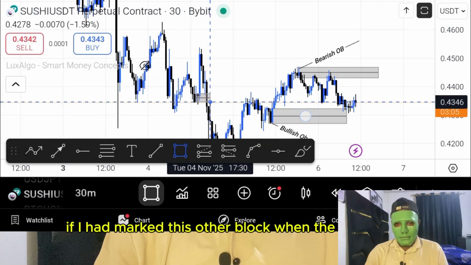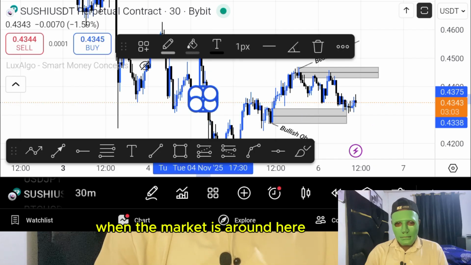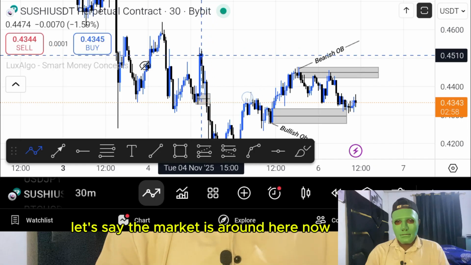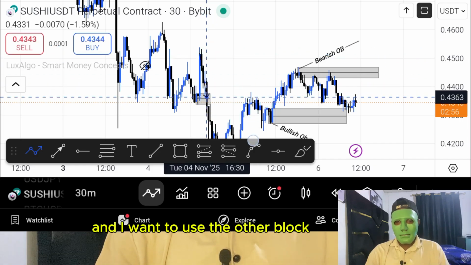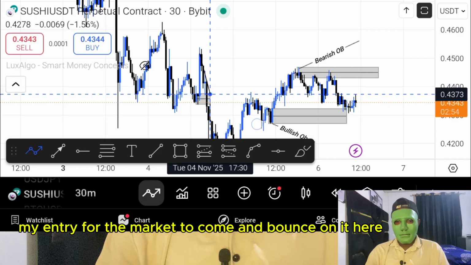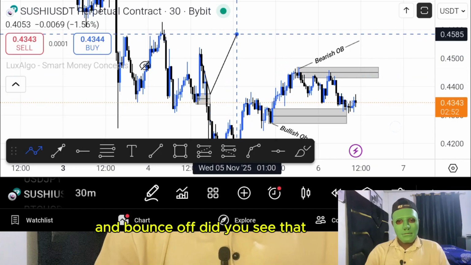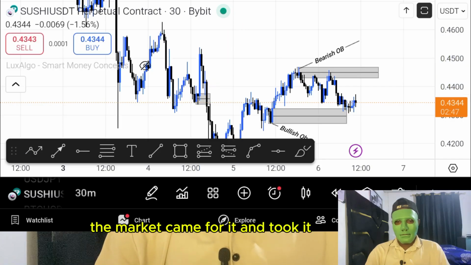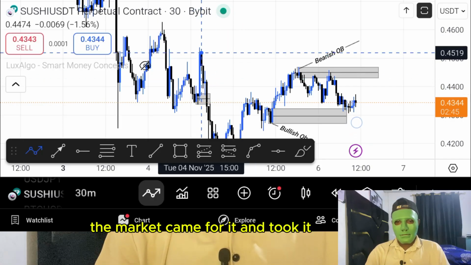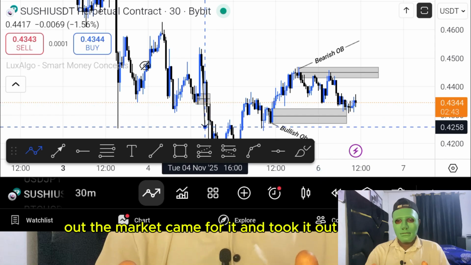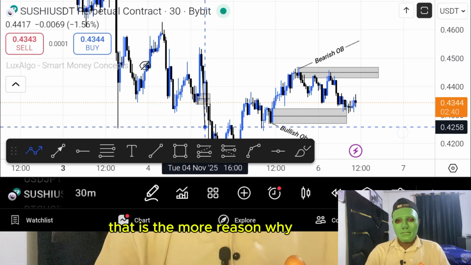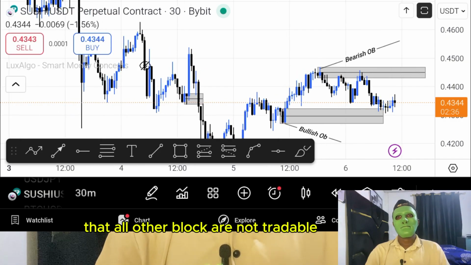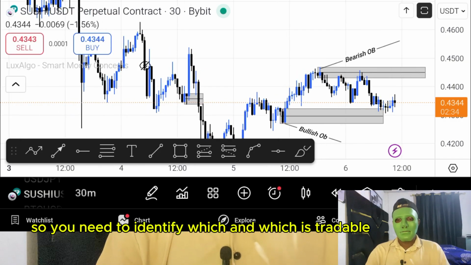If I had marked this order block when the market is around here, and I want to use the order block as my entry, for the market to come and bounce off it here. Did you see that it did not work? Instead, the market came for it and took it out, and you are on your SL. That is the more reason why I tell you people that all order blocks are not tradable. So you need to identify which is tradable.